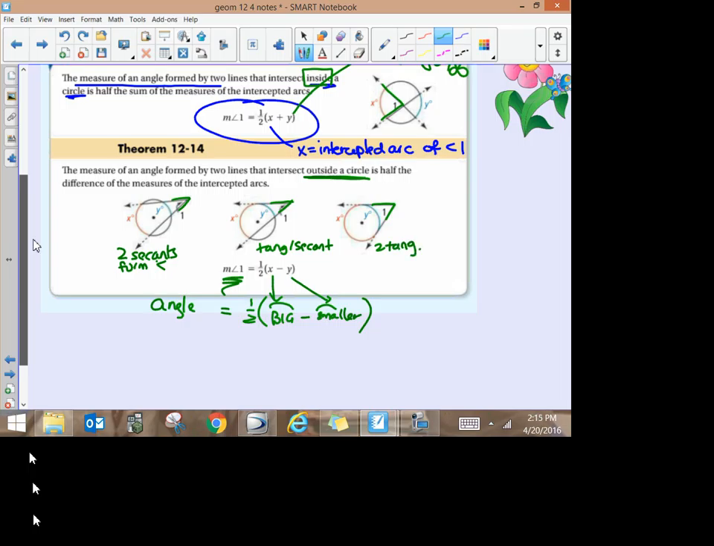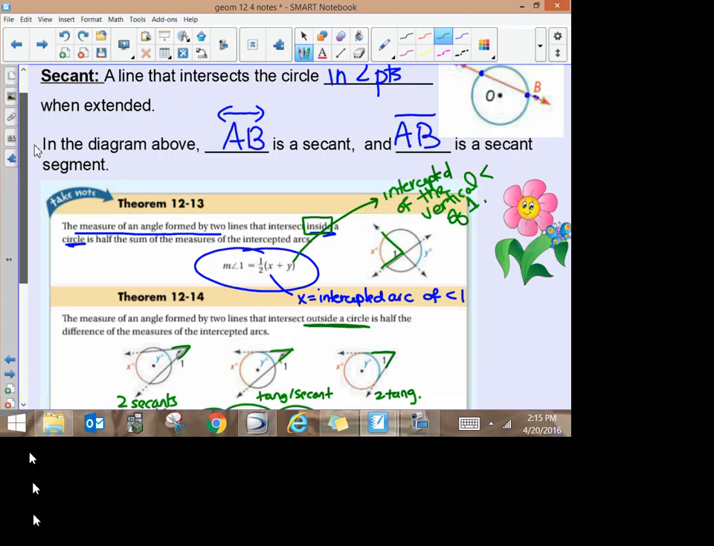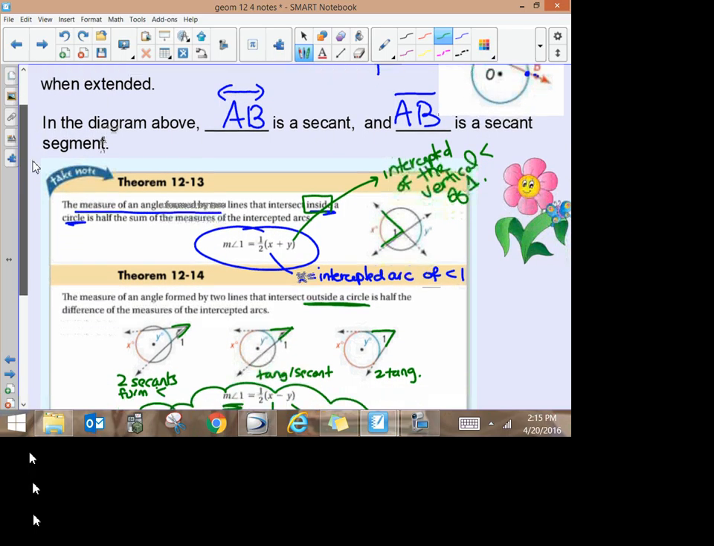That's not even the point. The point is, where is the angle formed outside the circle? And then we know to use this formula. Okay? Yes? Yeah. Secant is a line that intersects the circle in 2 points.